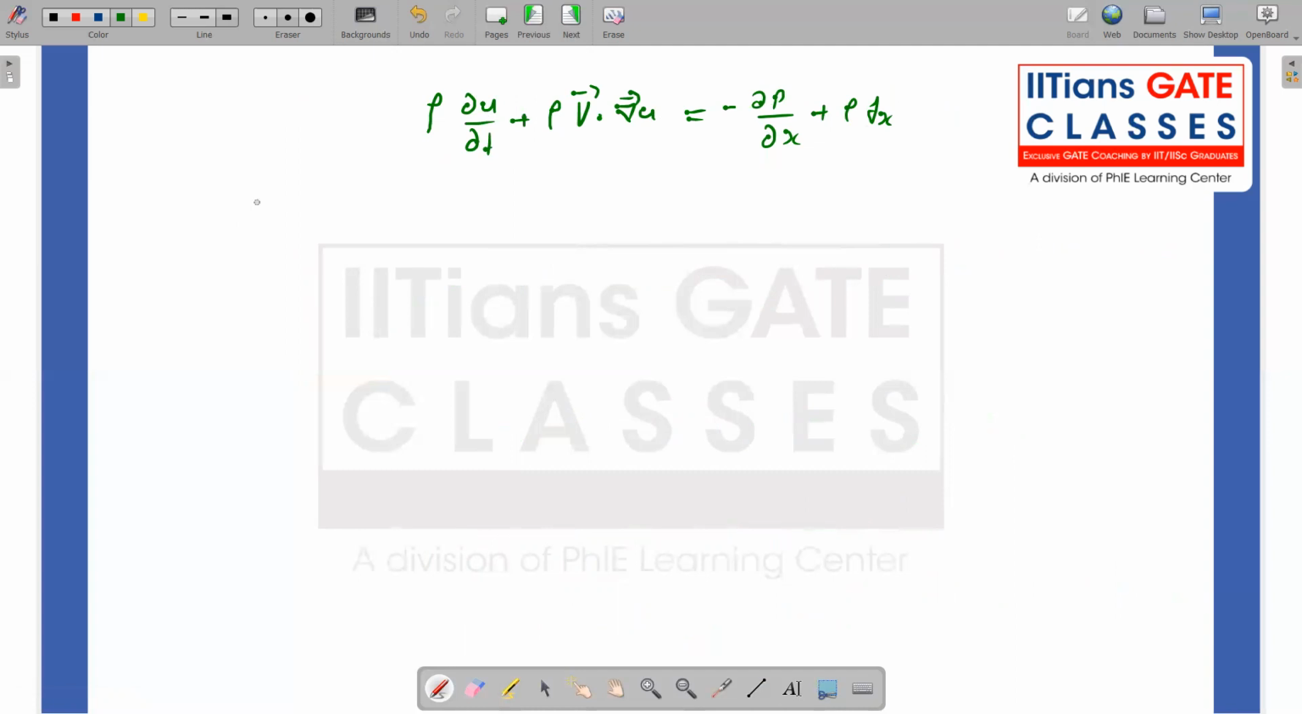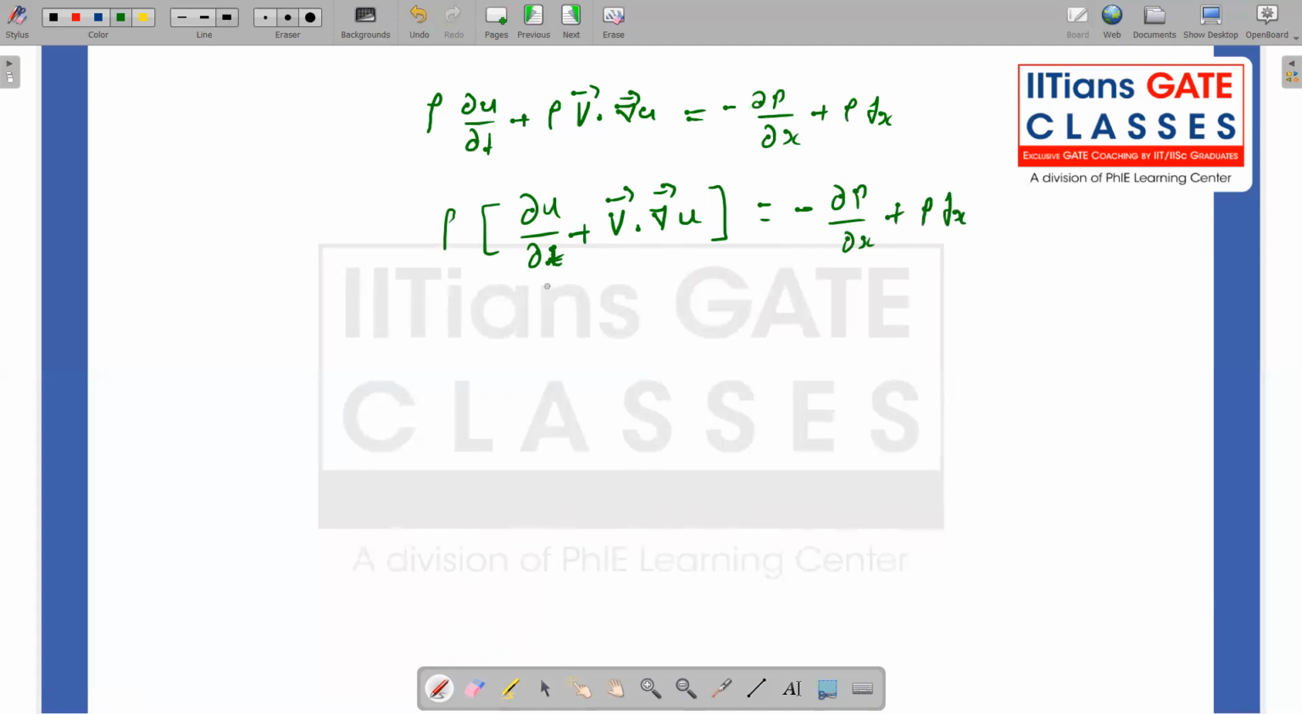So what I can do is take rho common. If I take rho common, that gives me ∂u/∂t plus V dot grad u, which is equal to minus ∂p/∂x plus rho fx.